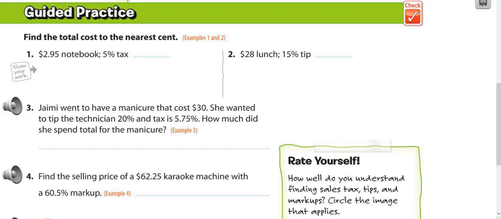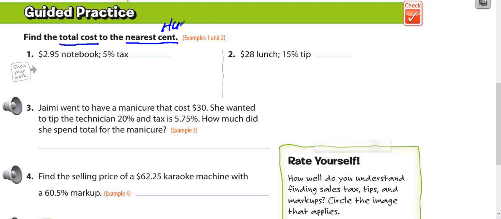All right, let's finish out by going over these problems. So $295 with a 5% tax. They want the total cost on these. It's good to know what they want. If they just say, what's the tax or what's the tip, then you have to answer that. But in this case, they want the total cost, rounded to the nearest cent.